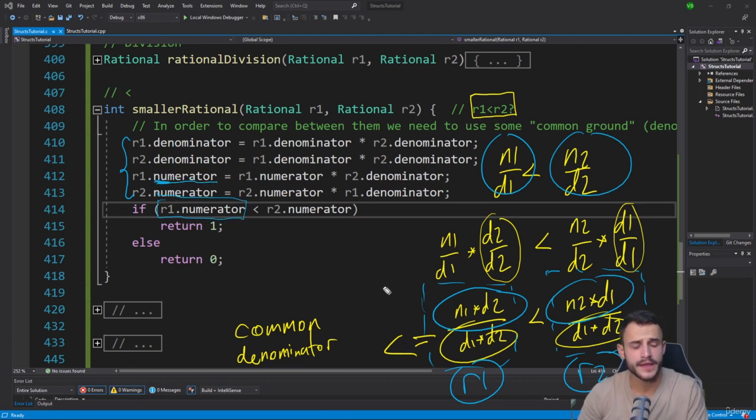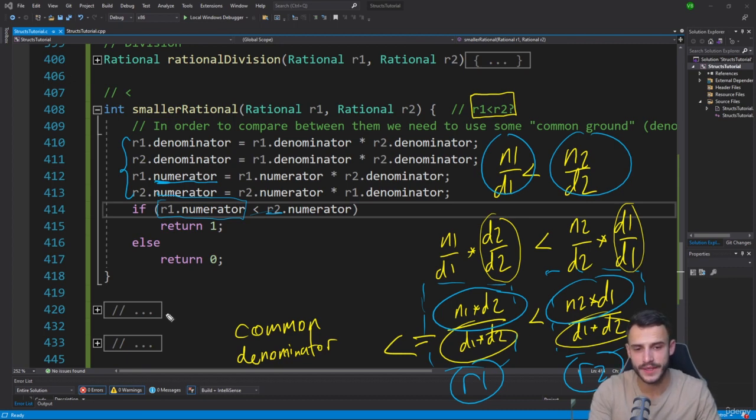If it's smaller than this one, return 1. If it's not, return 0. 1 means that R1 is smaller than R2. 0 means that it's not smaller than R2. That's it. And the way you call this function is simply you write down smaller rational R1, R2, basically on some two rational numbers that you use, and that's it.